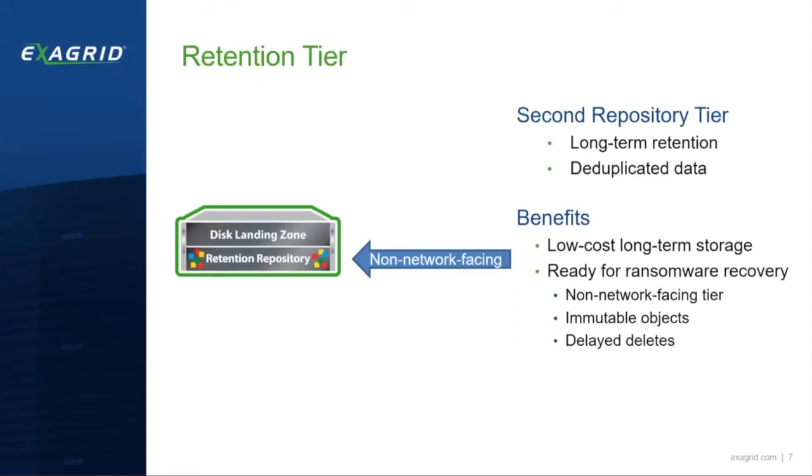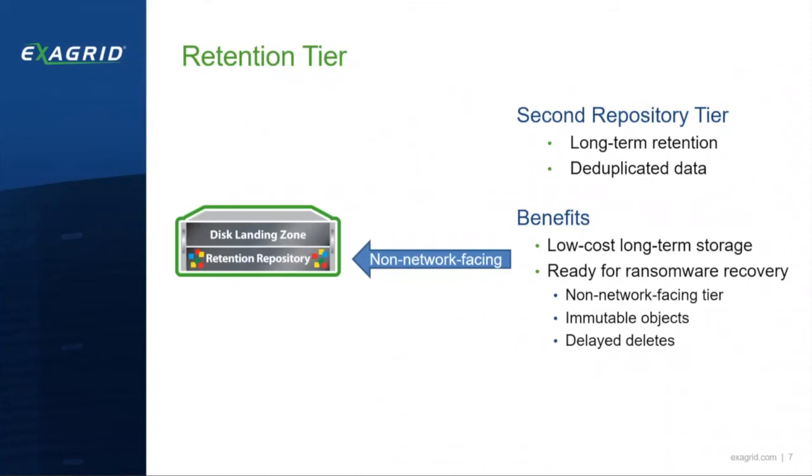So it is where we keep the deduplicated data. And as it says here, it's non-network facing. There is no route to the deduplicated data, the long-term retention, directly from the network. So it is a virtual air gap, if I describe it that way, from the network and from the backup software. It does offer low-cost long-term storage, but importantly, the data that we store in the retention tier is immutable.